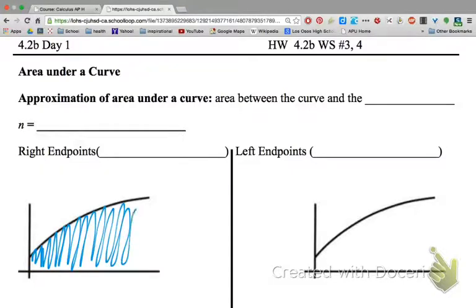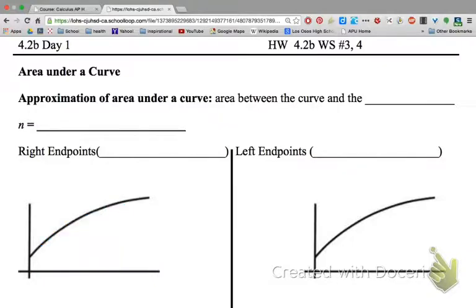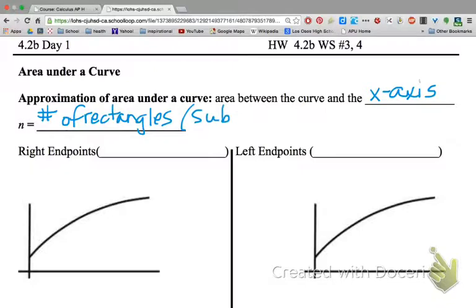Well, of course, I don't have nice formulas for rectangles and triangles and all that good stuff. But I could section it off into some rectangles. And so I'm looking at the area between the curve and the x-axis. Later, of course, we'll mess around with that. And n is going to be the number of rectangles that I can make in that space. And we might refer to them as subintervals. That's the fancy way of talking about them.